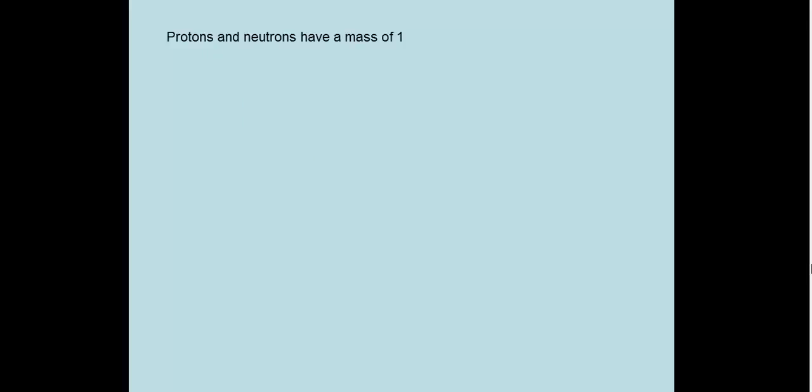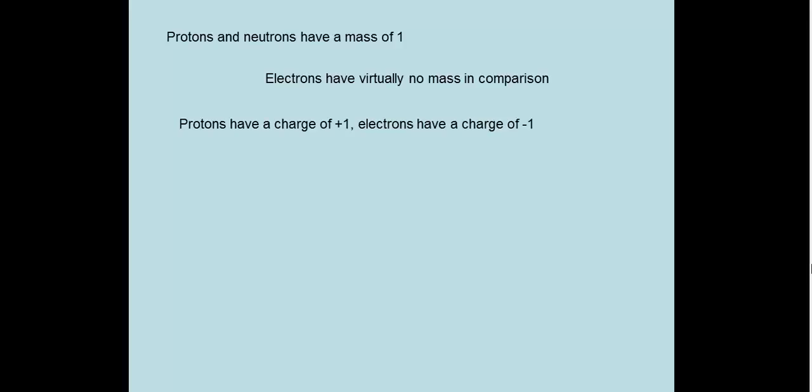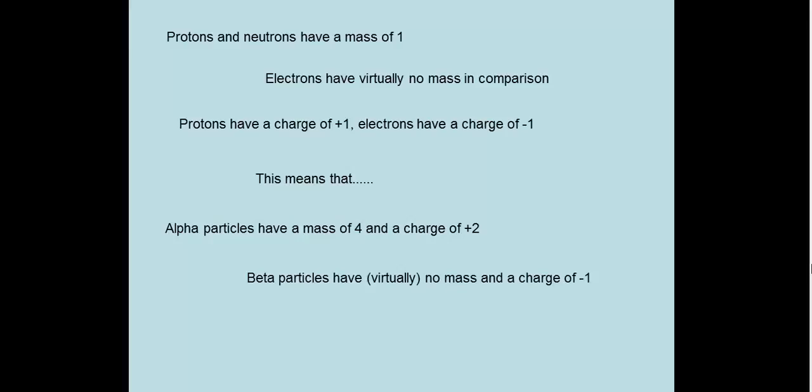Protons and neutrons have a mass of 1. Electrons have virtually no mass in comparison, about 1/2000th the mass of a proton or neutron. Protons have a charge of +1, with electrons having a charge of -1. This means that alpha particles have a mass of 4 and a charge of +2, 8,000 times the mass of a beta particle. Beta particles have virtually no mass and a charge of -1. Gamma rays have no charge, no mass.